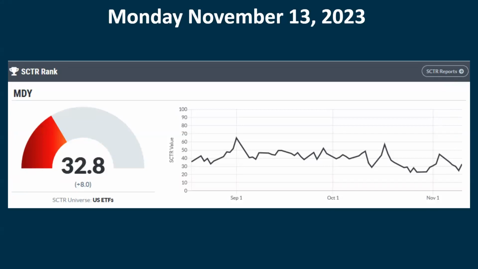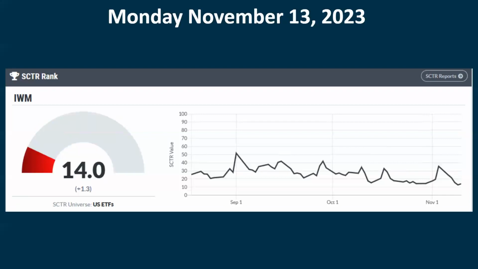Then in fourth place are the mid caps, and they've been under a lot of pressure, even though they bounced back up a little bit later in the week. They're being scored right now at 32.8. And then in last place is the IWM, which is the Russell 2000 small cap ETF. And they're really under a lot of pressure. They're coming in at 14.